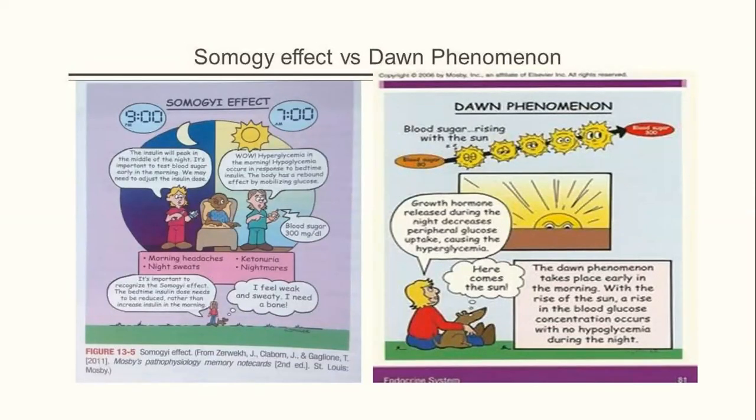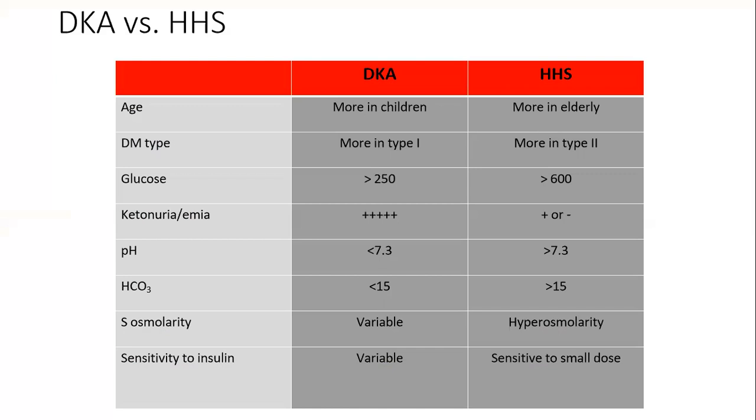It is important to test blood sugar early in the morning. You may not need to adjust the insulin dose. In the Dawn phenomenon, blood sugar rises with the sun; as the day grows, the sugar grows.